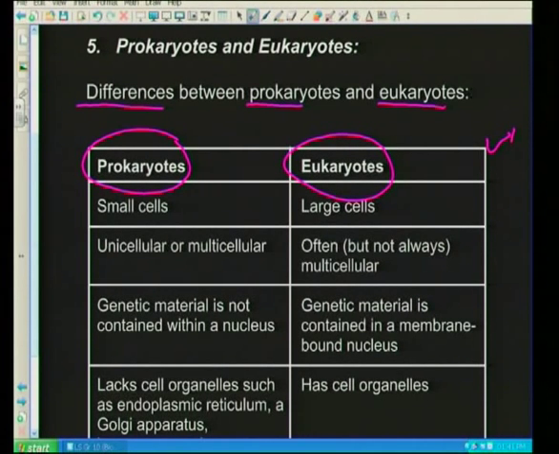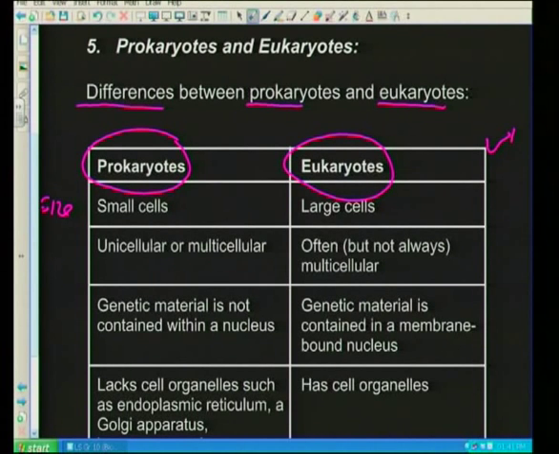Prokaryotes, the most important thing is, let's look at the size. Prokaryotes are small. Eukaryotes are large cells. As you can see, bacteria are microorganisms. They are small. Animal cells, like for example the squamous epithelium in the cheek of an animal, are a much larger cell than a bacterium, which cannot be seen with the naked eye.